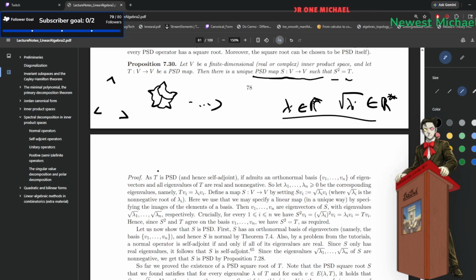Proof. As T is positive semi-definite and hence self-adjoint, which is kind of under the definition, it admits an orthonormal basis v1 through vn of eigenvectors, and the eigenvalues of T are real and non-negative. So let lambda 1 through lambda n, greater than or equal to 0, be the corresponding eigenvalues, namely T vi is equal to lambda i vi. Define a map S from V to V by setting S vi as the root of lambda i times vi, where the root of lambda i is the non-negative root of lambda i.